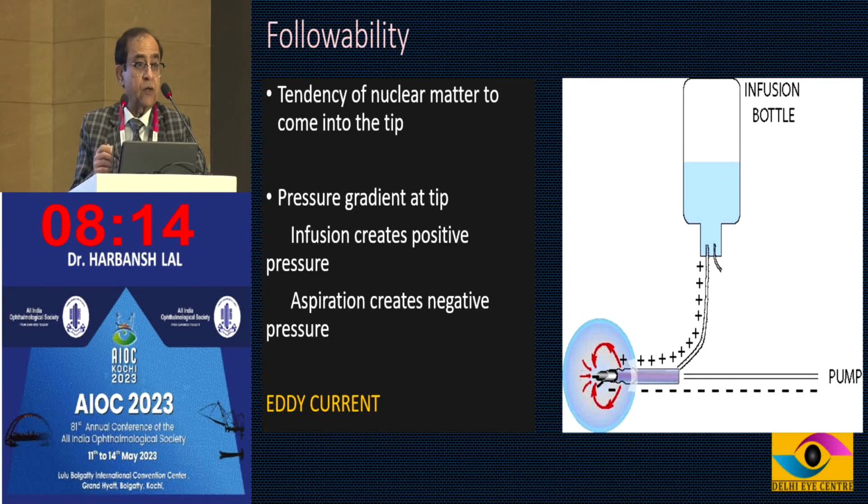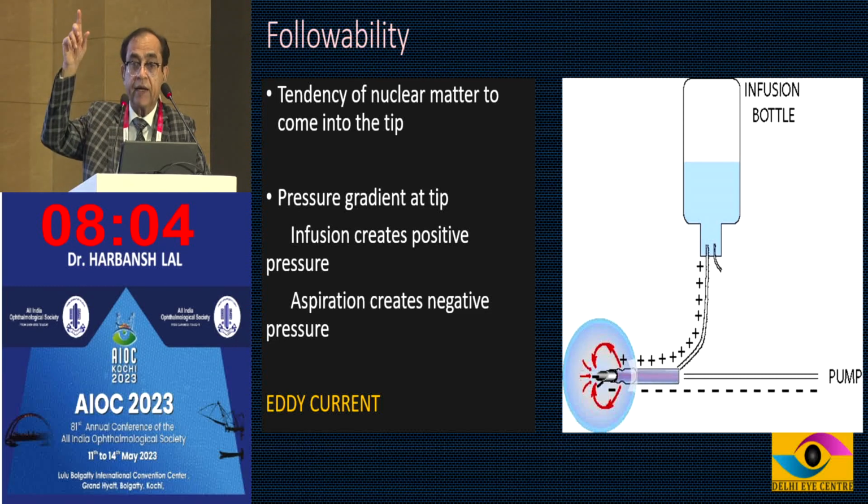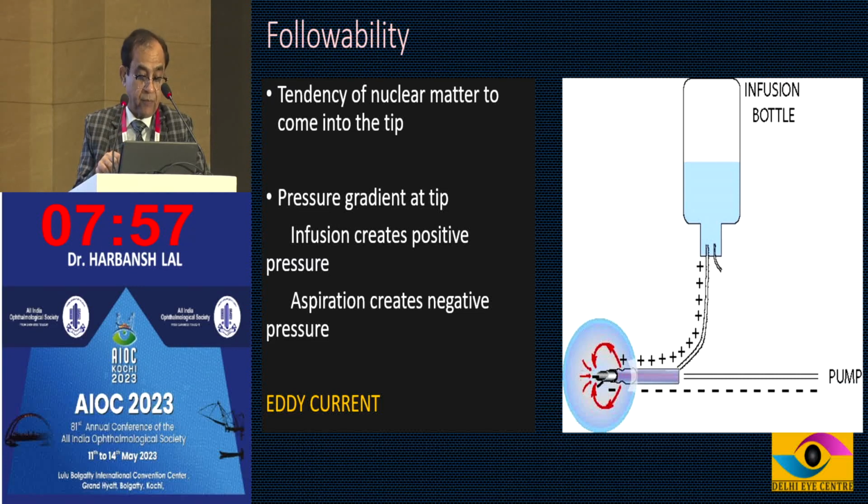So there is another concept, followability. How the pieces will come closer to the tip depends upon the gradient at the tip and the bottle height. There is an eddy current formed which is coming towards the tip. So what is the pressure gradient over there? This is what brings the material over here.